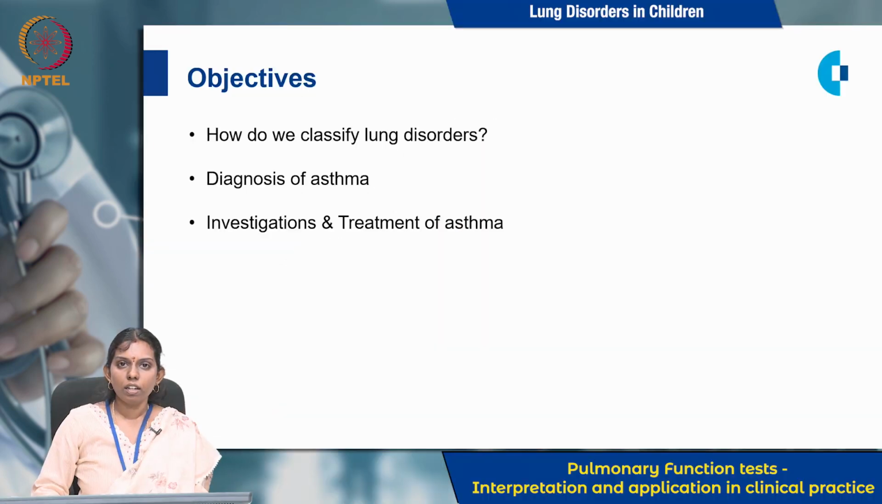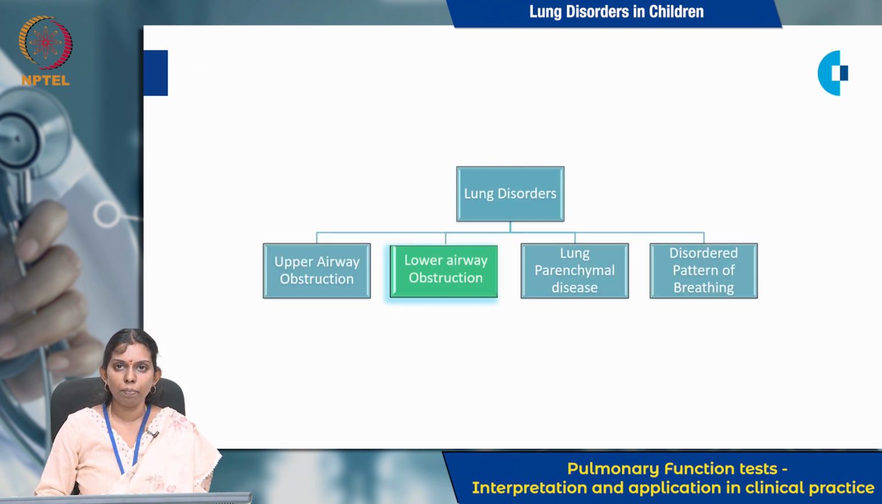So, the objectives of our today's session will be: how do we classify lung disorders, how do we diagnose asthma, and the investigations and treatment for the same. This is how we broadly classify the lung disorders: upper airway obstruction, lower airway obstruction, lung parenchymal disease, and disordered pattern of breathing.